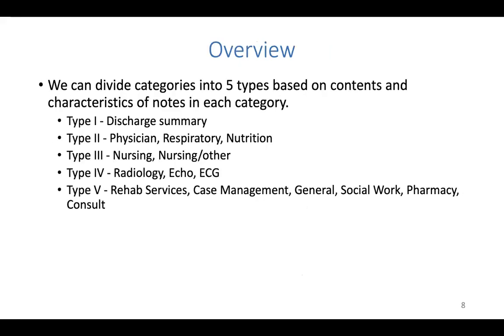So this is actually a categorization made by 2 of the students in our lab, who went through a lot of notes to see what kind of information they contain, and then they came up with 5 different types of notes. So type 1 is discharge summary, type 2 is physician related notes, type 3 is nursing related notes, type 4 is radiology, echo, and ECG. You can think of probably why they're in the same category.